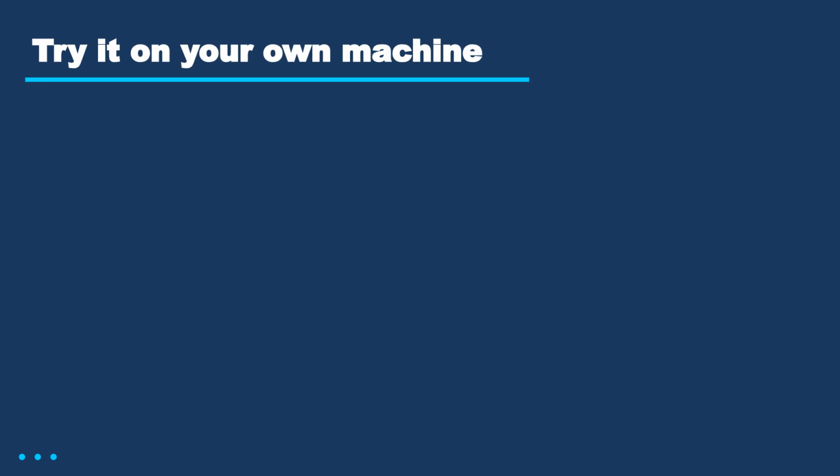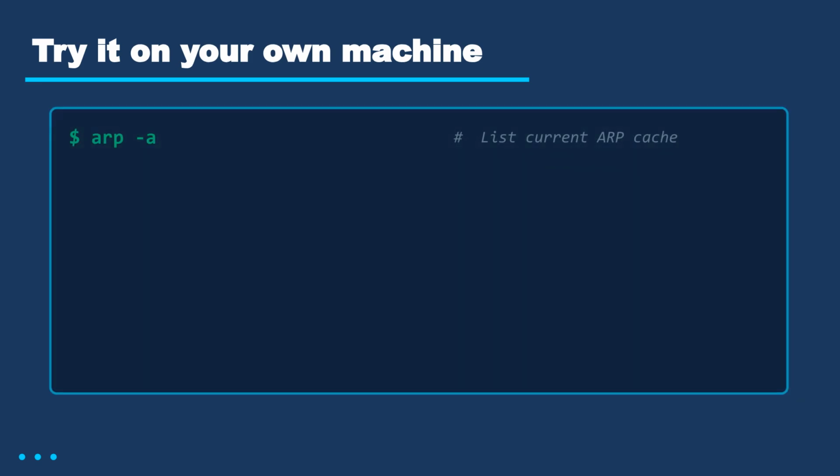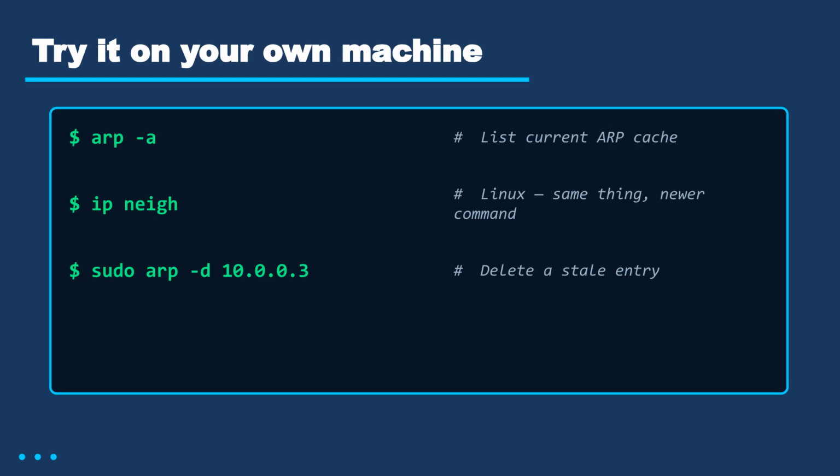You can examine your machine's ARP cache using commands like arp -a or ip neigh. You can also watch ARP live on the wire using tcpdump.